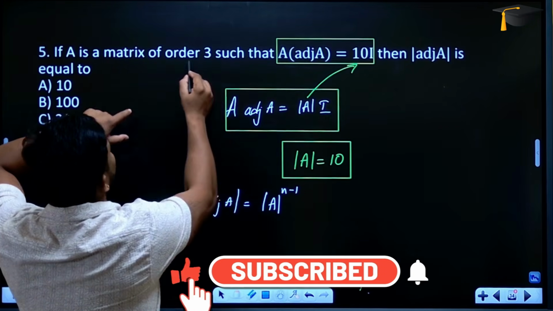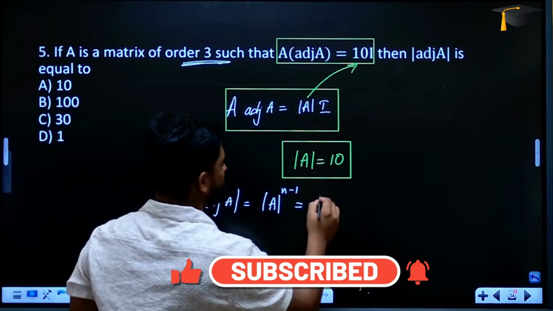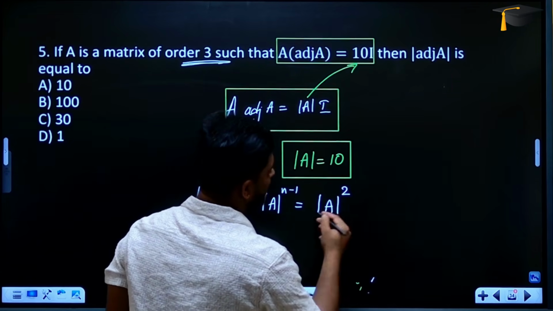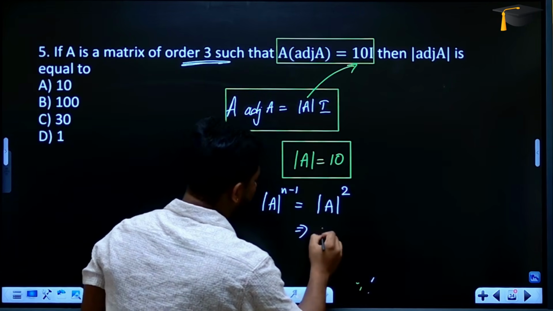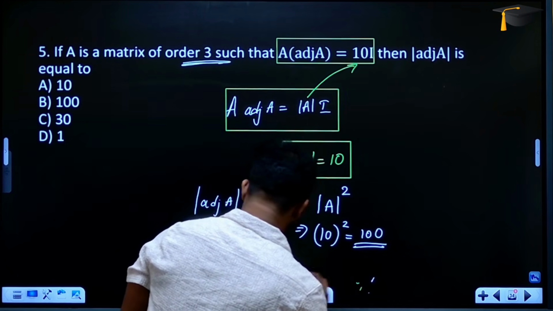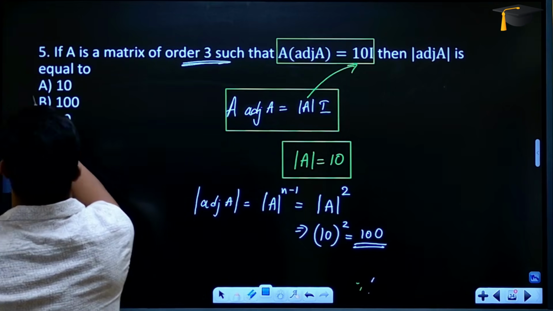Now look at this. What is the order? Order is 3. So this becomes determinant of A to the power n minus 1, which is 3 minus 1. That becomes 2. Now determinant of A we know, that is 10. So 10 square is what? 10 square is 100. So 100 is the answer. So where is 100? Option B, 100 is the answer.